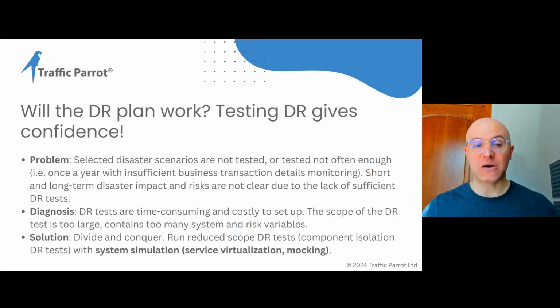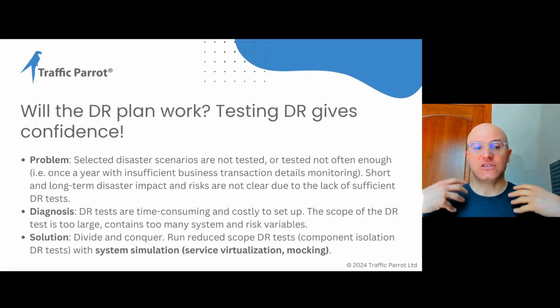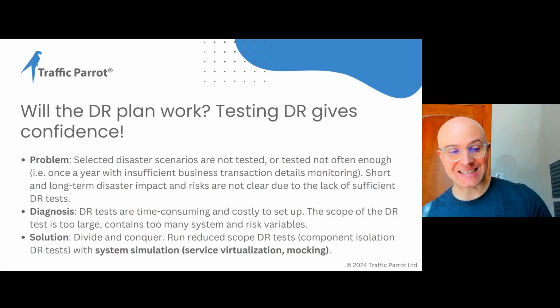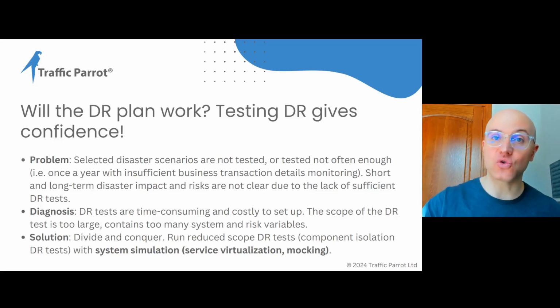So the problem we see with many companies is that selected disaster scenarios are not tested, and short and long-term disaster impact and risks are not clear due to the lack of sufficient DR tests. What we see is that those tests are time consuming and costly to set up. So that's why companies do not run those tests.